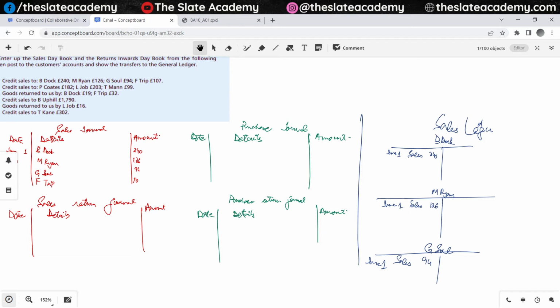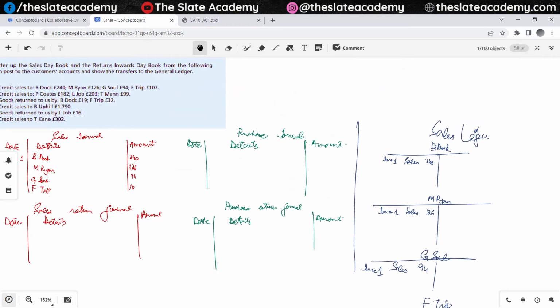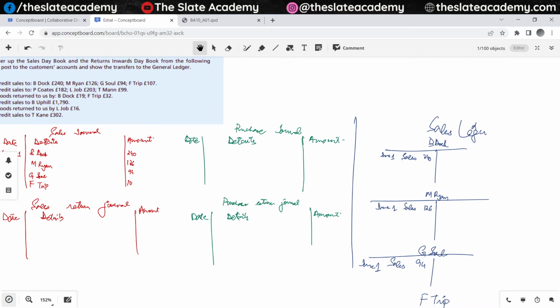अच्छा जी, anyone else? There is an F Trip too. F Trip. Again, how much sales to F Trip? 10? No, F Trip was 1. Alright, 10 over there. ये हो गया जी, 107. So I write over here 107 sales and June 1. That's it.